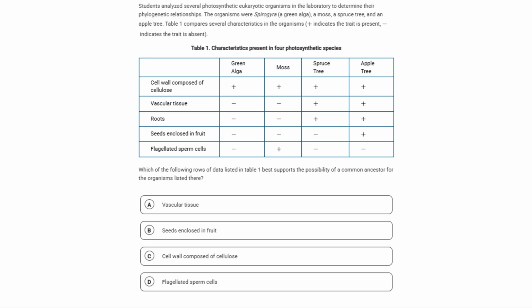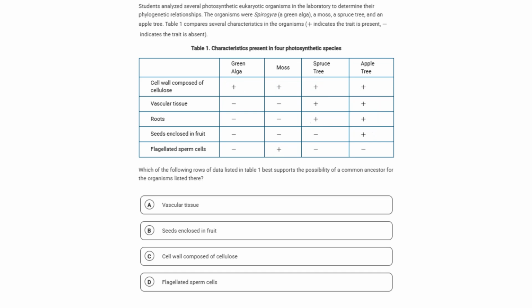When you see a table like this, and we'll practice this a lot more, you're trying to find similarities, right? So this is an outlier. There's nothing else that shares it. There's 3 that share this, 4 that share this, and then the moss is kind of an outlier there as well. Okay? And so, which of the following rows of data listed in Table 1 best supports the possibility of a common ancestor for all the organisms listed there?